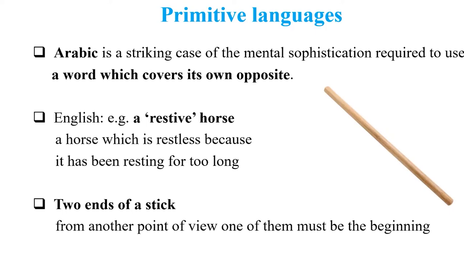When you say he's restive, that means he's thinking too much, he wants to do this, but actually he has been resting a lot. He hasn't been doing anything at all. Because he did nothing, he is restive. The word restive covers its opposite meaning. So this is one example from a linguistic point of view, ambiguity.